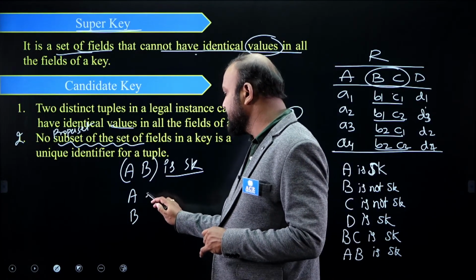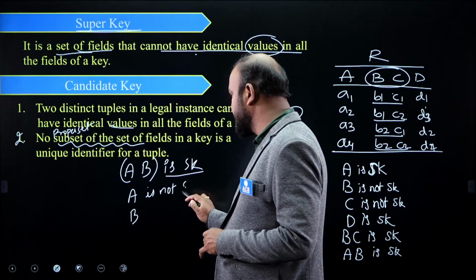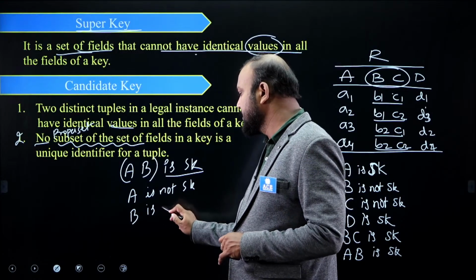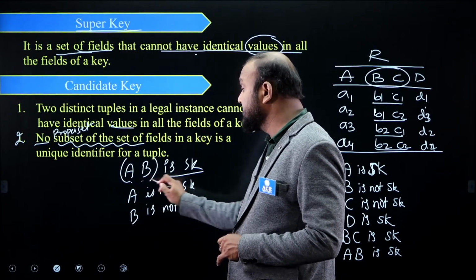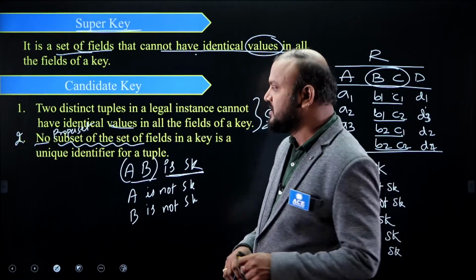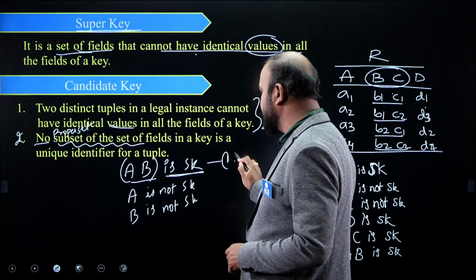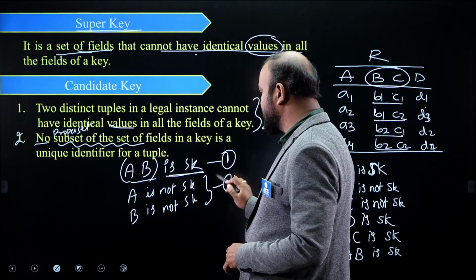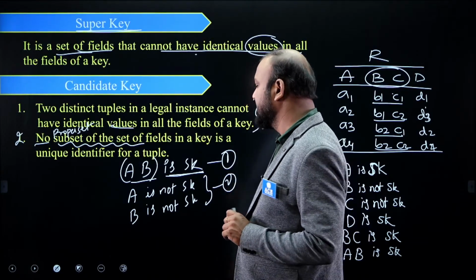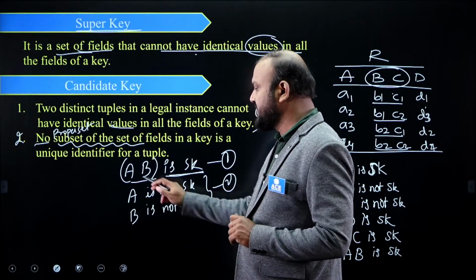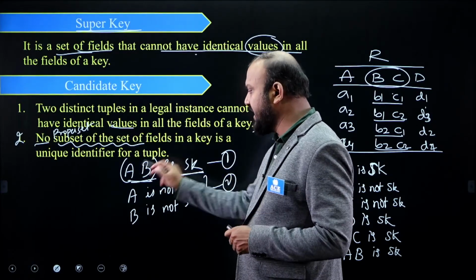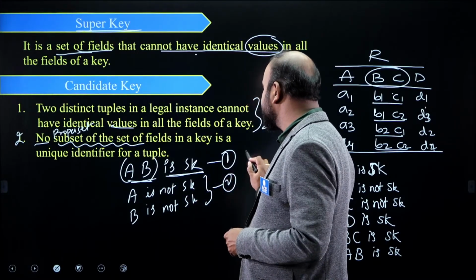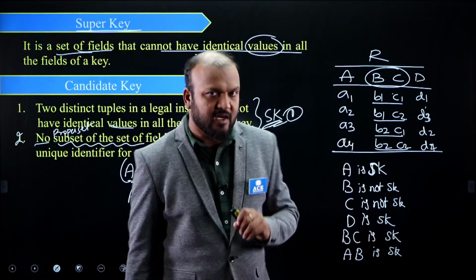It means A alone is not a super key, right? B alone is not a super key. But together, it should be a super key. That is the meaning of the second statement. The first condition is that it should be a super key, as you know, a unique identification. And the second condition says no proper subset is a unique identifier, meaning no proper subset is a super key. So if AB is a super key, A alone should not be a super key and B alone should not be a super key; only then is it called a candidate key, right?